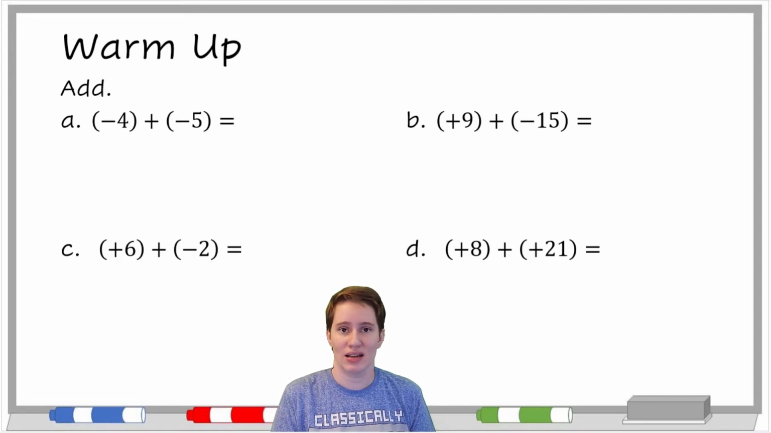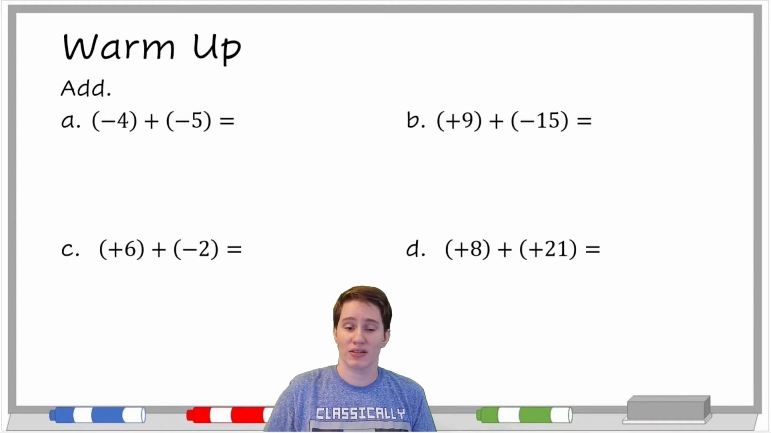So with adding negative numbers, we have two rules we follow. One is if they're the same sign, you just add the numbers and keep whatever sign you have. And then the other rule has to do with if they're different signs. If they're different signs, you subtract the two numbers, and then your answer is the sign of the bigger number from the problem. So here on A, we have -4 plus a -5.